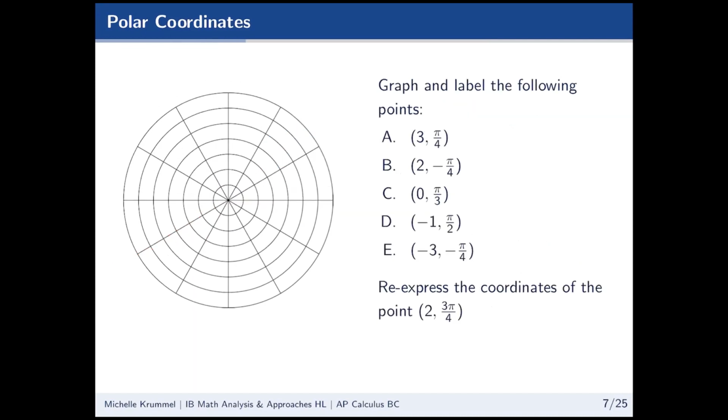In the following exercise, you're asked to graph and label each of the following points, A, B, C, D, E. So pause here and see if you can plot these points. And when you're ready to check your answer, you can hit play again.